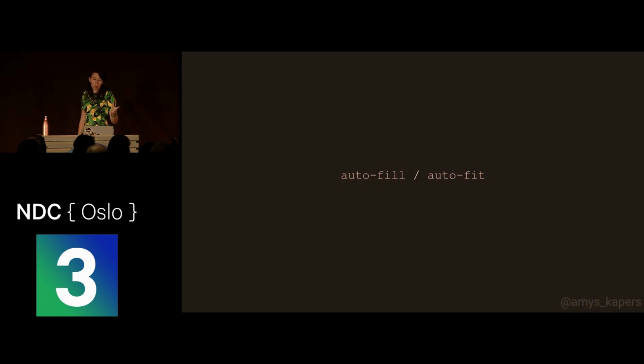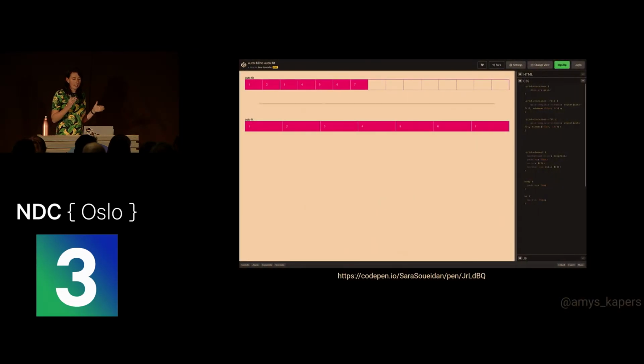Autofill comes with a similar property, autofit, and so you can use one or the other here. Autofill will fill the row with as many columns as it can fit in, even if you're not going to need them all. Autofit fits the currently available columns, however many elements you currently have, and then will expand them to take up extra space.